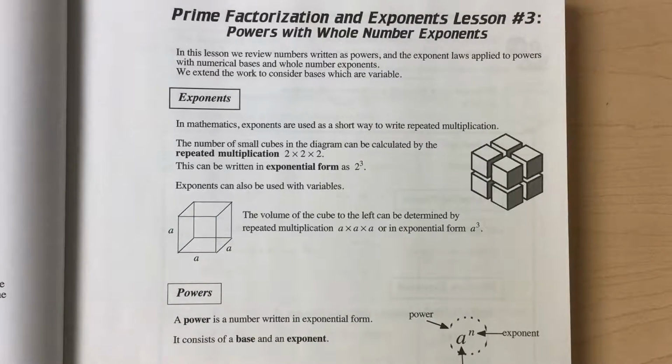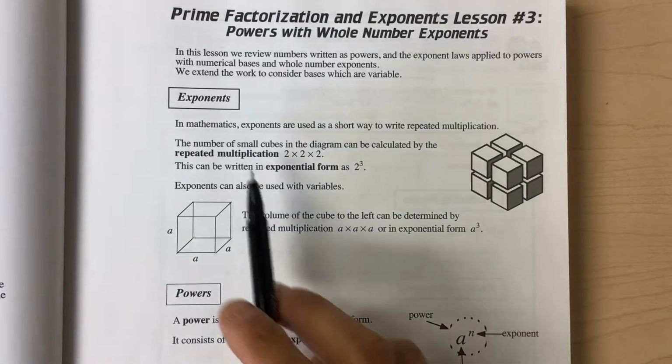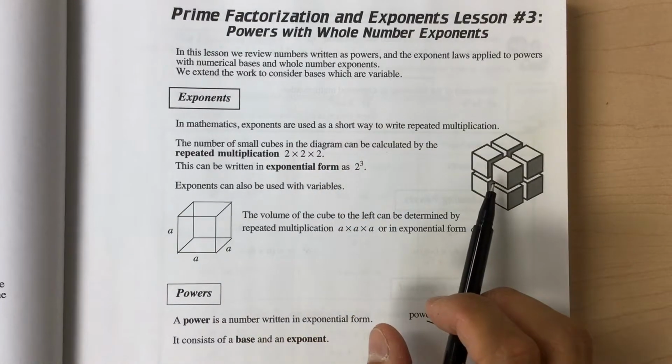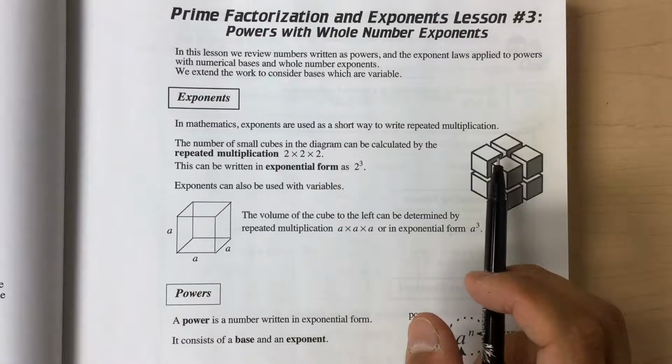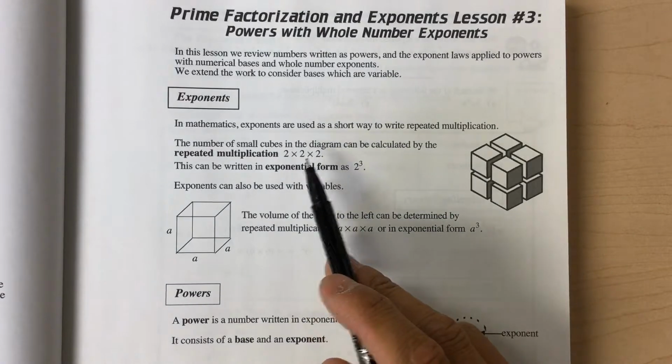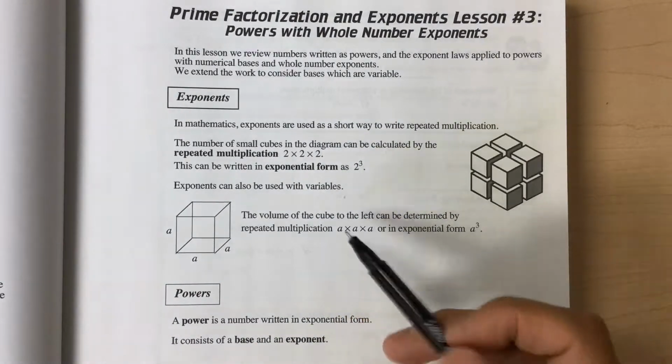Welcome to lesson number 4. We are looking at powers with whole number exponents. So in math, exponents are a way that we show repeated multiplication. As an example, if I'm looking at this cube over here in this diagram, we would show the volume with repeated multiplication as 2 times 2 times 2. But we can also rewrite this as 2 cubed, right?